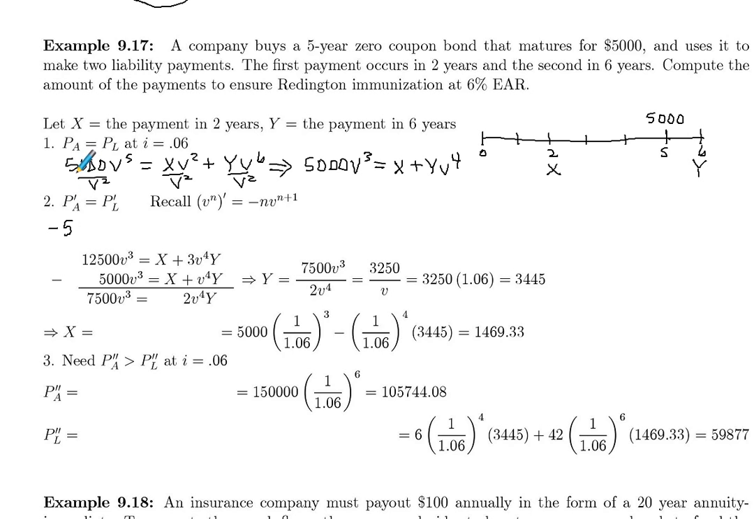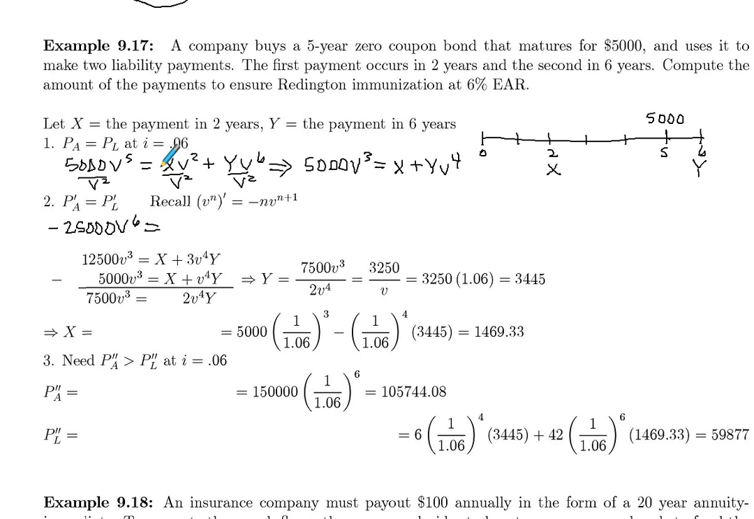Times that 5,000 is going to be 25,000. So I'm going to go ahead and just write that. So negative 5 times 5,000 will be negative 25,000 v, increase the exponent, to the 6th. And that has to equal the derivative of these cash flows.